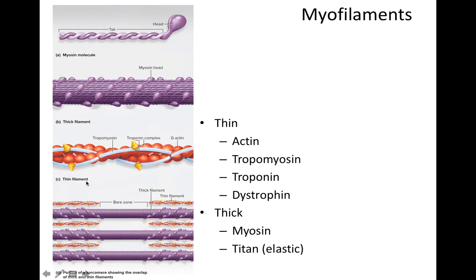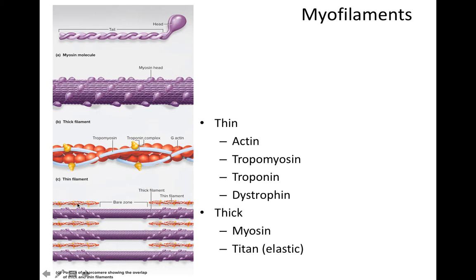Now the thin filament. So here's your thick, and now we're going to talk about the thin. This is the area in the middle. This would be in the H zone where there's no myosin heads. It's called the bare zone. The M line would be running right down the middle of that.